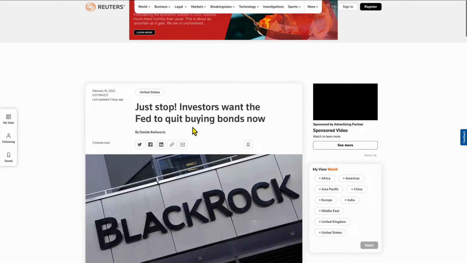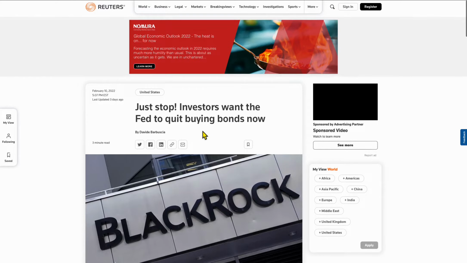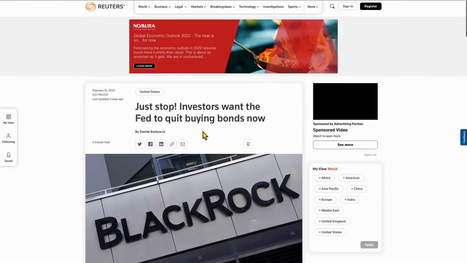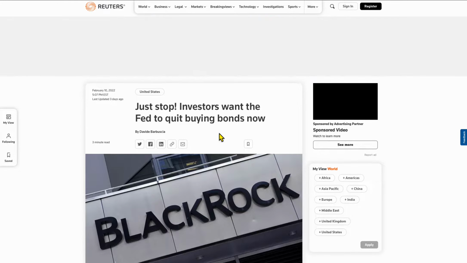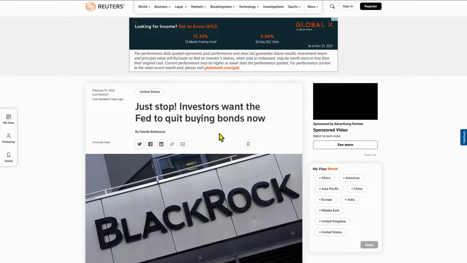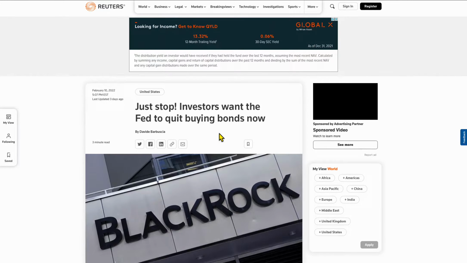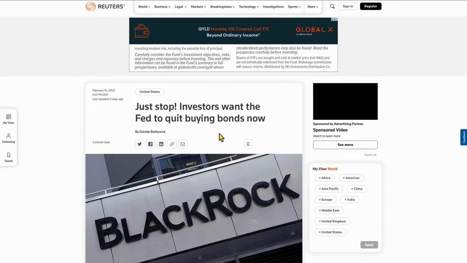Investors want the Fed to just stop buying bonds. To date, the Fed is still buying bonds, which means they are still tapering, easy tapering is going on. The Fed just announced today that from around the 10th of March, when the CPI data comes in, they will stop buying from that day.